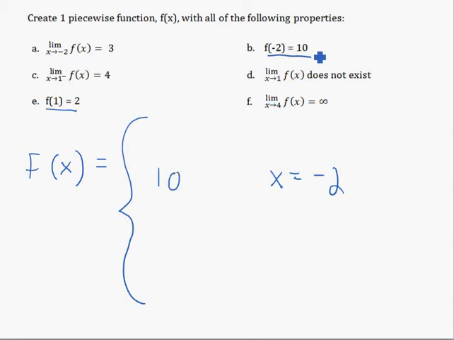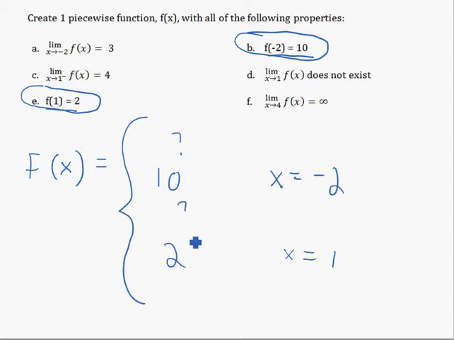At negative 2 it has to equal 10. Well, when x is negative 2, this function equals 10. No problem. I'm also going to define that at x equals 1, this function has to be 2. Well, I just took care of those two. Now there are going to be other pieces in here. I don't know what's going on here and here and here and here. These are all just question marks. I've got to find out what they are based on these other rules.